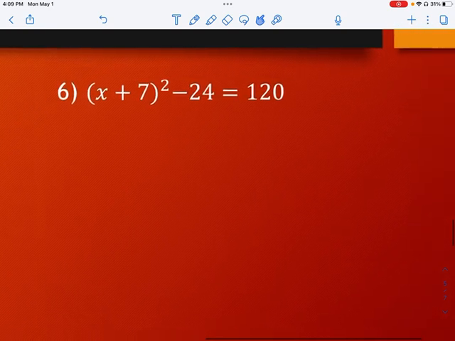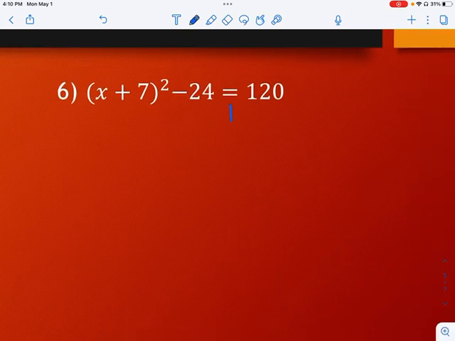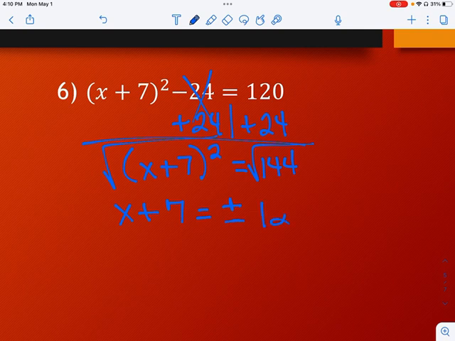Okay, let's try another one. So if I look at this problem, I need to get the thing that is being squared by itself, so I'm going to add 24 to both sides. So now I have the grouping x plus 7 squared, and that is equal to 144. Now we take the square root of both sides. So I'm going to get x plus 7 is equal to plus or minus 12.